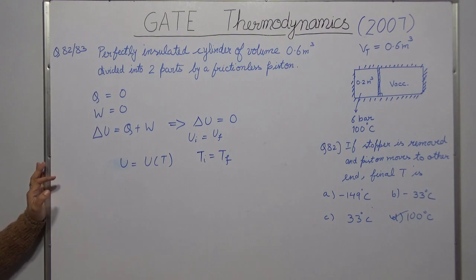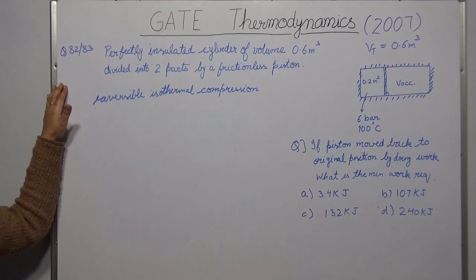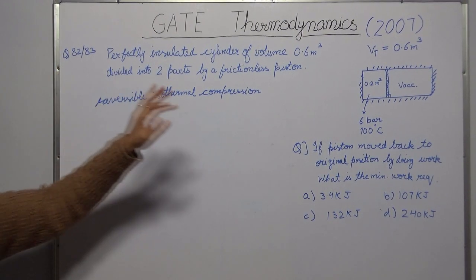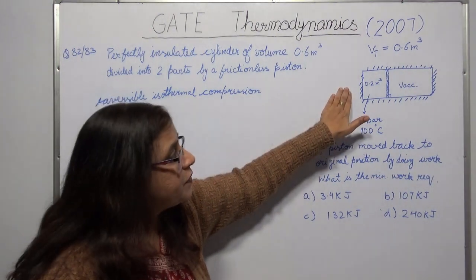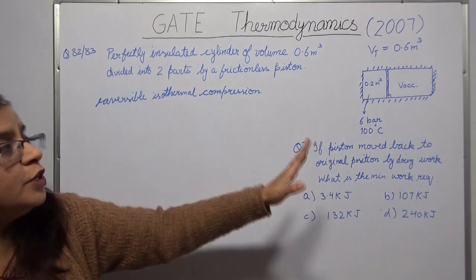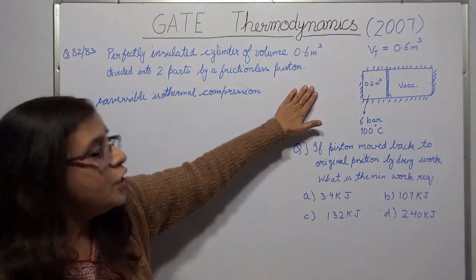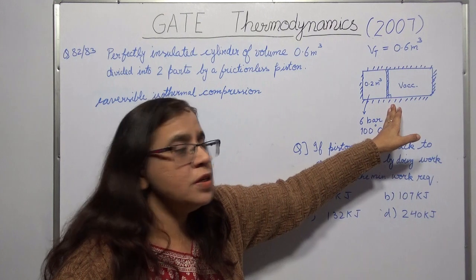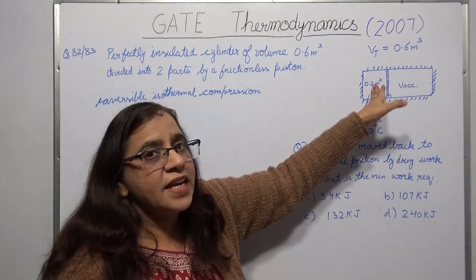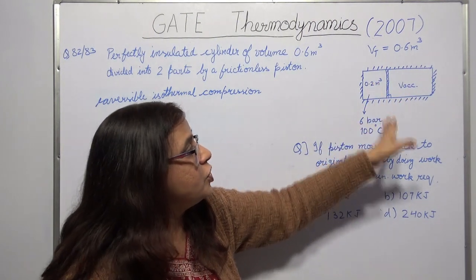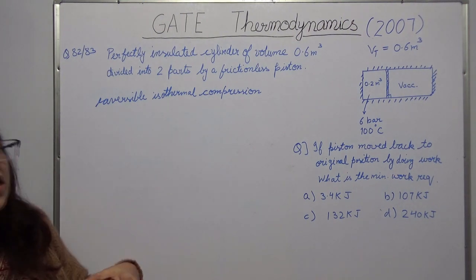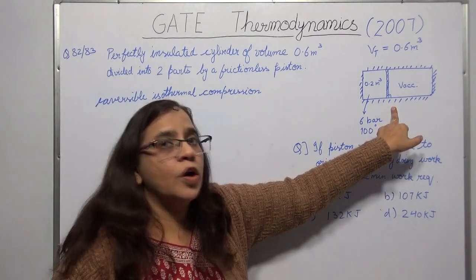Now let's go to the second part. The next part of the problem, that is question number 83, says that now you have removed the insulation, and now the piston is moved back so as to restore the original state of the system. So what you are doing is moving back the piston so that it comes back to the same point, and such that the gas inside is again at the same temperature, pressure, and with the same volume. This is achieved only by doing work on the piston.